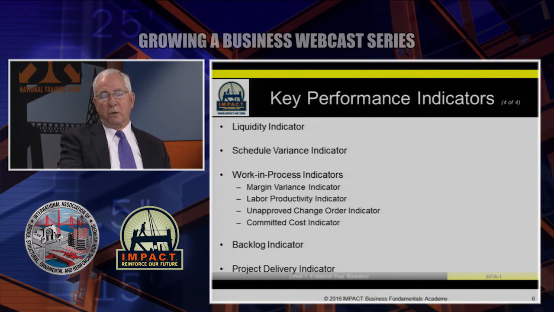We're going to talk about the liquidity indicator. We're going to talk about a schedule variance indicator. We're going to talk about work in process indicators. If you think about it, the heart of a construction financial statement is that work in process. And so we're going to spend a lot of time on work in process indicators. And those include margin variance indicator, labor productivity indicator, unapproved change order indicator, committed cost indicator, backlog indicator, and project delivery indicator. So those are the ones that we're going to cover today.